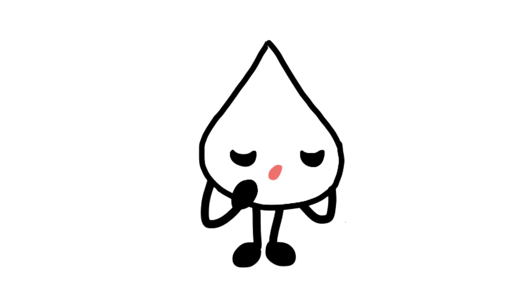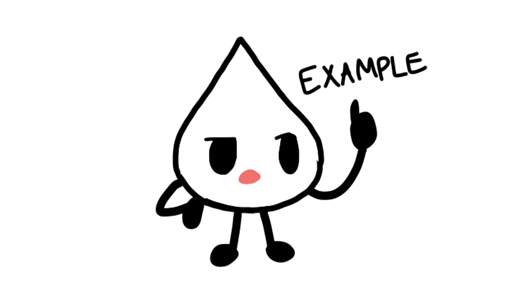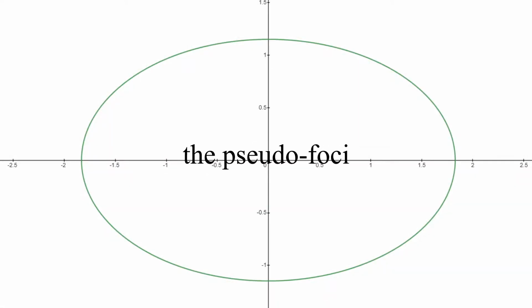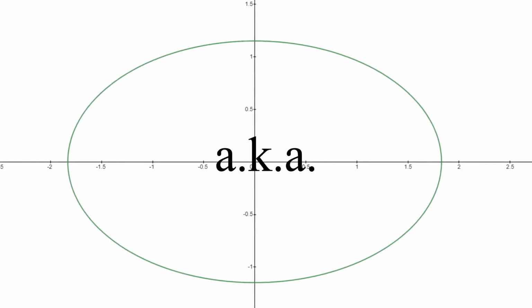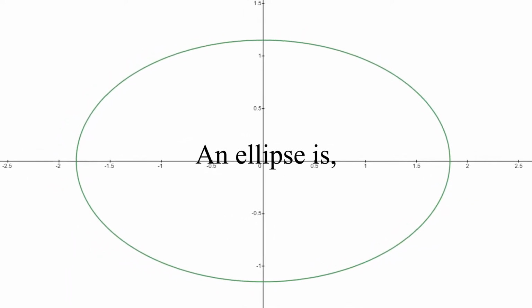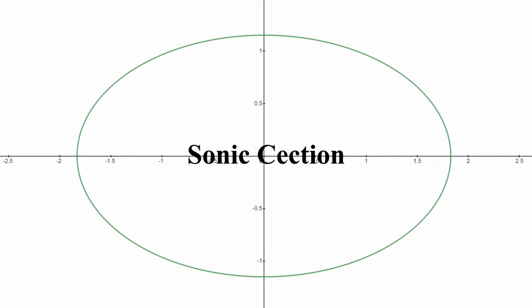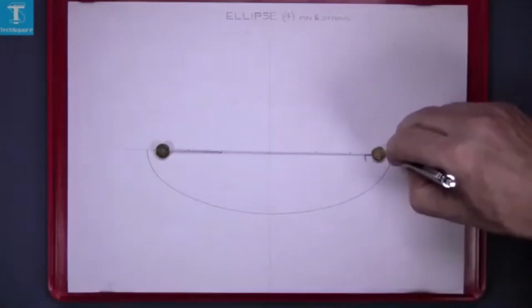Hey folks, Thea here, and in this example video, we will locate the pseudo-foci of the elongated circle, aka the ellipse. An ellipse is, like I said, a stretched circle, but also a conic section whose shape is determined by its two real foci.